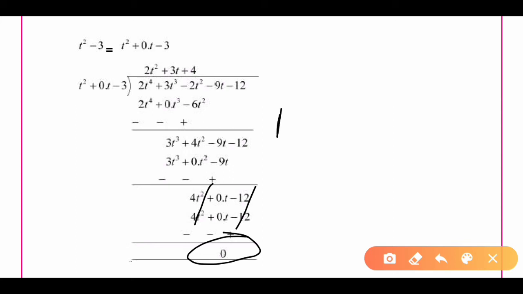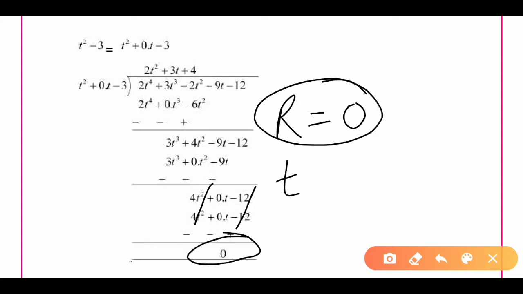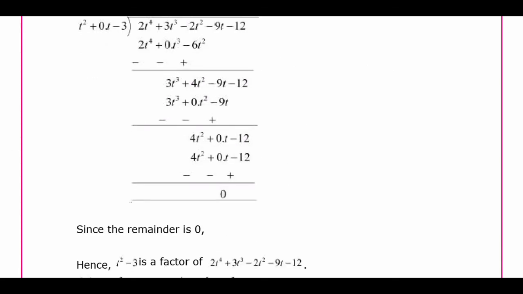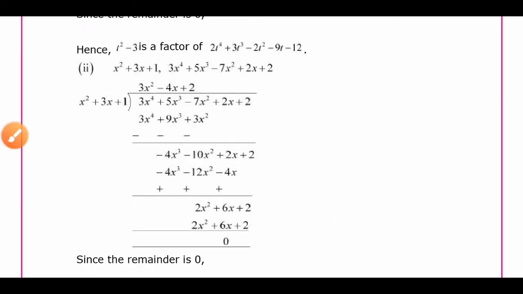When you get remainder 0, that means t square minus 3 is a factor of p of x. Clear? Since remainder is 0, we can say t square minus 3 is a factor of 2t raised to power 4 plus 3t cube minus 2t square minus 9t minus 12.